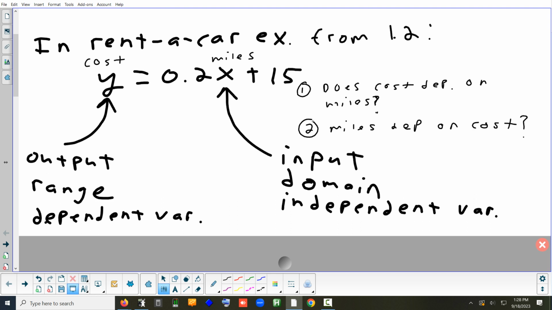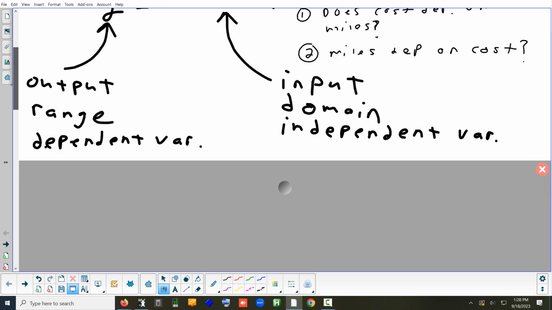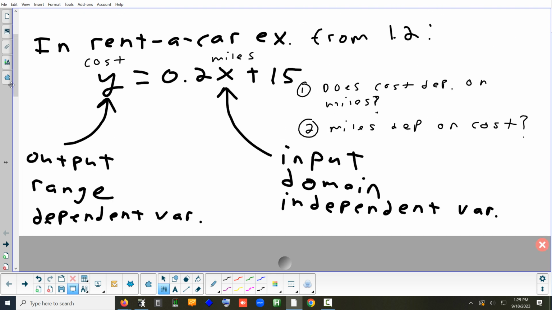A lot of times when you're dealing with an equation that has money in it, cost is usually dependent. And anything with money. Like, let's say you work at a job where you get paid every hour. The amount of money you make is dependent on how many hours you work. Money is dependent. Okay, any questions on those different names for x and y?